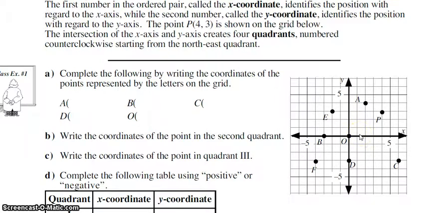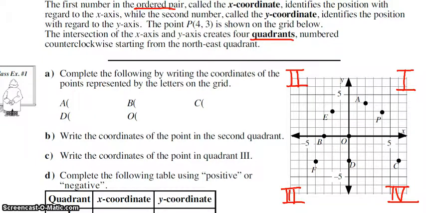It's an ordered pair, which means the order is important. You do x first and then y. Any point can be located in one of the 4 quadrants. We use Roman numerals. The first one is quadrant 1, and then you go in a counterclockwise direction: quadrant 2, quadrant 3, quadrant 4. And then the origin is right in the middle.